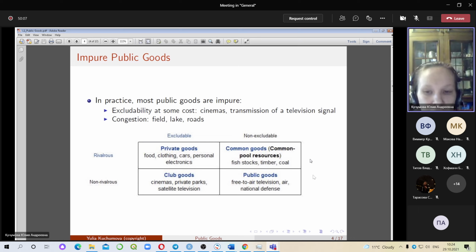It is again hard to give an example of really pure public goods, and probably some examples that can be provided here are free-to-air television, air, national defense. Again, we can be a little bit suspicious about those examples, but to some extent they work. Okay, so hopefully you understand what a public good is.